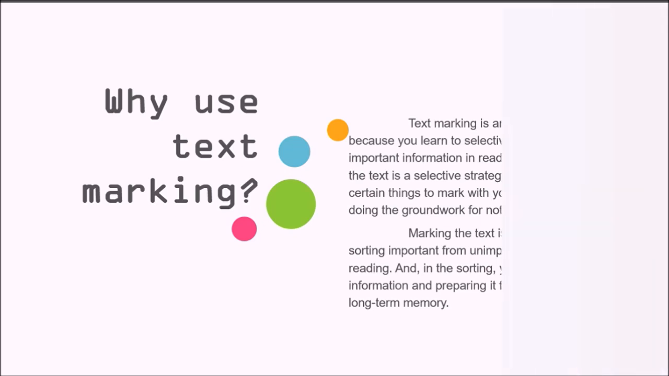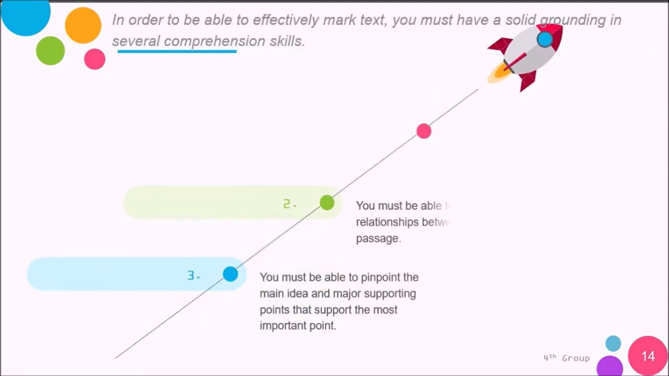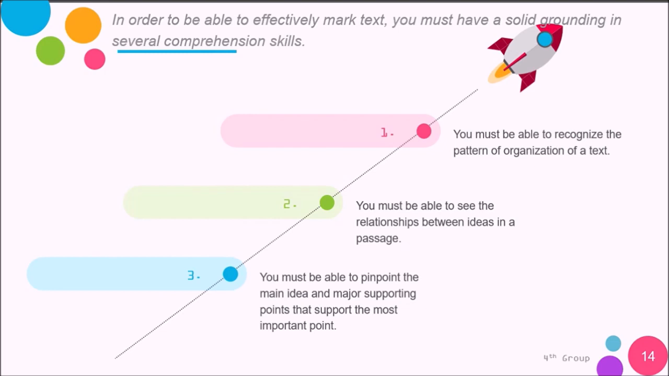In order to be able to effectively mark text, you must have a solid grounding in several comprehension skills. The first is you must be able to recognize the pattern of organization of a text. Second is you must be able to see the relationships between ideas in a passage. And the third, you must be able to pinpoint the main idea and major supporting points that support the most important point. And these are all skills you learn in chapters 1 through 4.